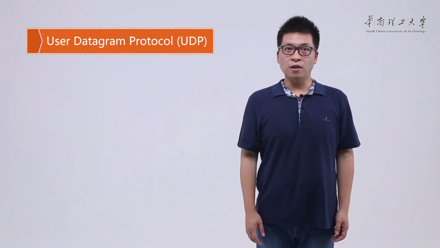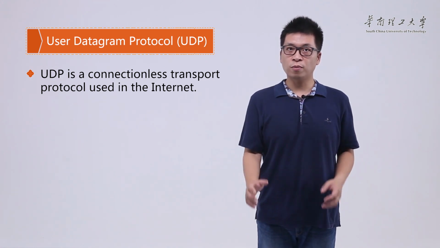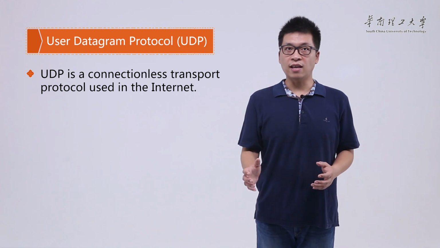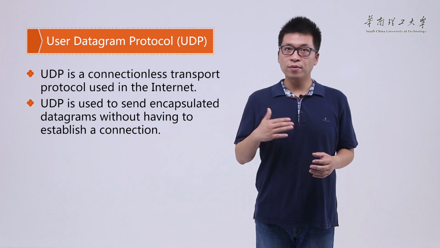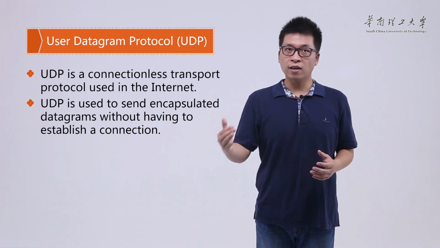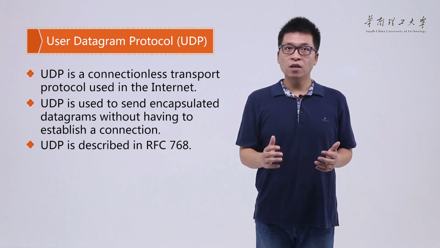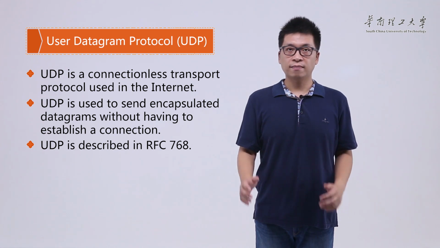In this section, we are going to explain one of the transport layer protocols, User Datagram Protocol, UDP. UDP is a connectionless transport protocol used in the Internet. UDP is used to send encapsulated datagrams without having to establish a connection. UDP is described in RFC 768.